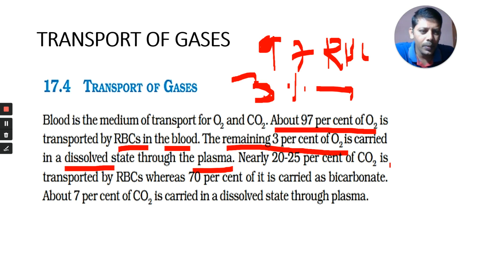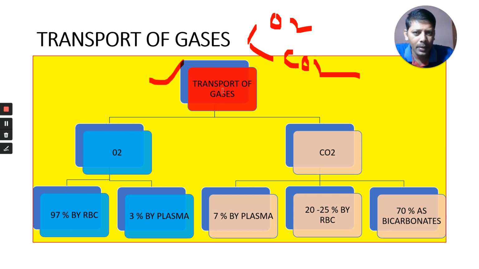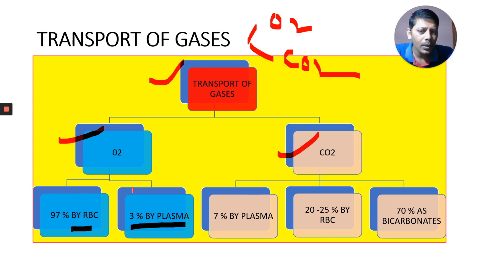What about carbon dioxide? I will show you that one here. Transport of gases: what are the two respiratory gases? One is oxygen, another one is carbon dioxide. These are called respiratory gases. Now we are talking about the transport of these two gases. Oxygen, 97% is transported by RBC, and just 3% by the plasma. That means the majority of oxygen is transported by RBC.